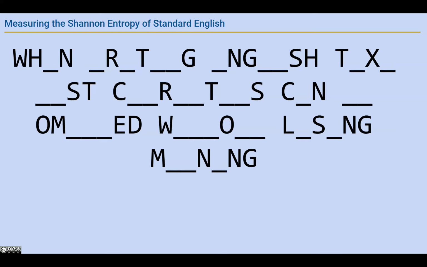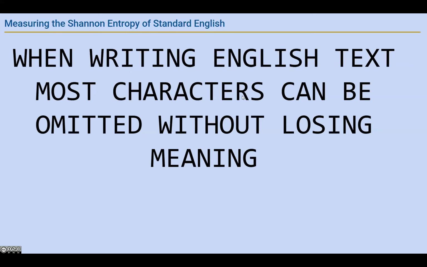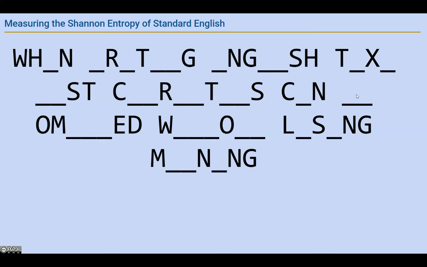When writing English text, most characters can be omitted without losing meaning. Here's a full string. So we can see that a lot of these characters don't actually need to be included, and you can still reconstruct the data. In fact, there are some of these words that I entirely deleted, and you were able to figure out what it was. So that goes to show you that, in theory, there's less information present than actually exists in standard English.